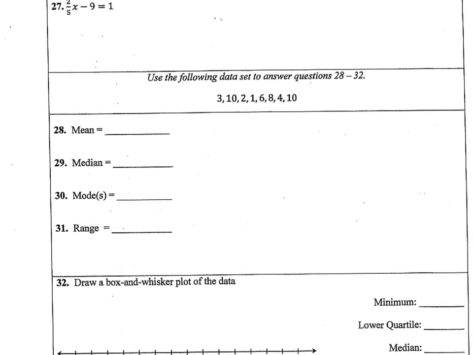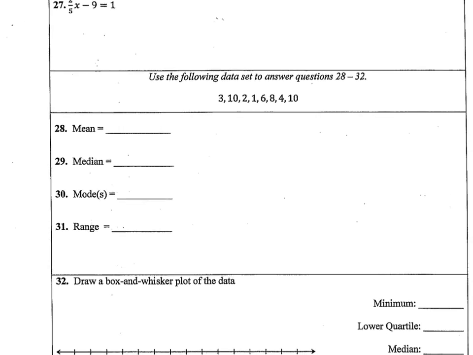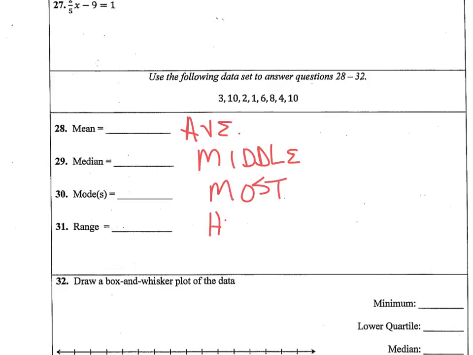On 28 to 31, we're going to use a set of data up here to answer actually 28 to 32. Remember, mean is your average, where you add them all up and divide by how many numbers you have. The median is the middle number. The mode is the number you see the most. And the range is when you take the high minus the low. But I would rearrange these numbers first from least to greatest. That would be prudent of you to do.